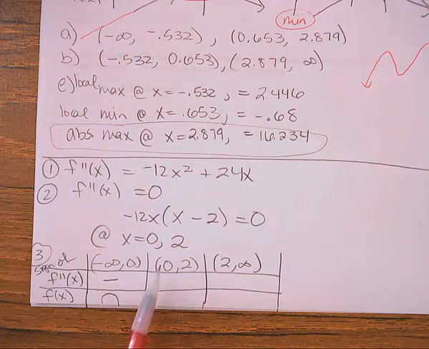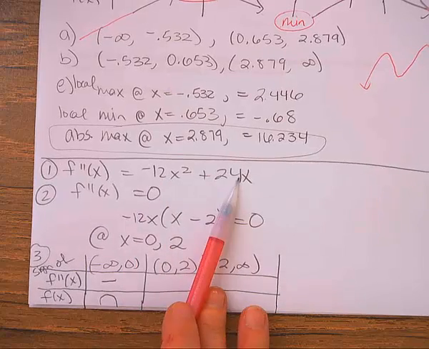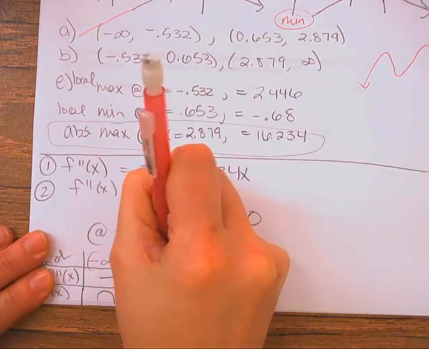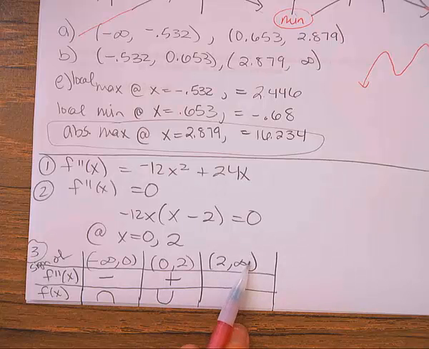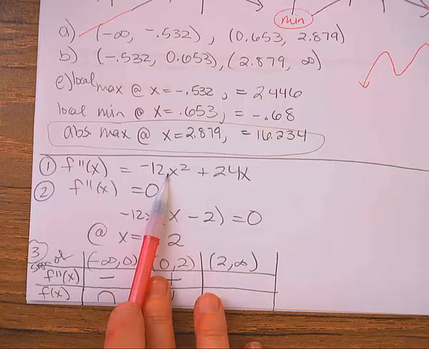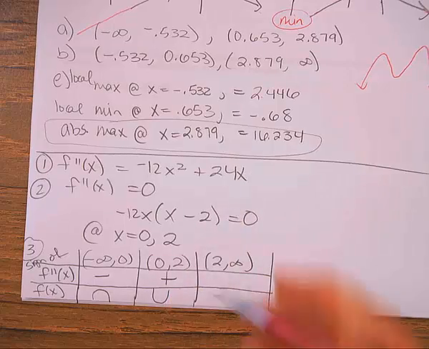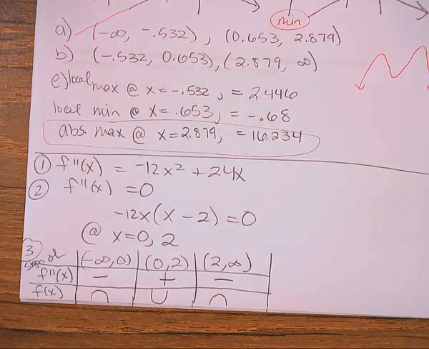Then between 0 and 2, I could pick positive 1. So I'd have negative 12 plus 24. That would be clearly positive. So my original function is concave up. Then greater than 2, I can maybe pick like 10, like we talked about before. So I'd have negative 1200 plus 240. Well, that's obviously going to be negative, so my function is concave down on that interval.